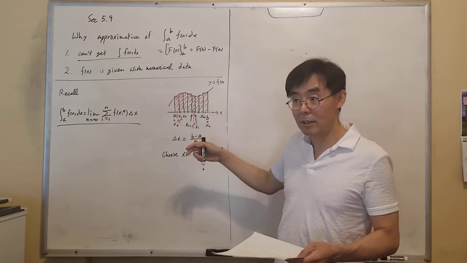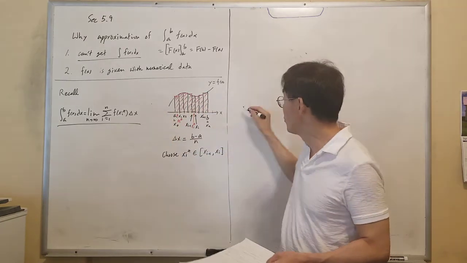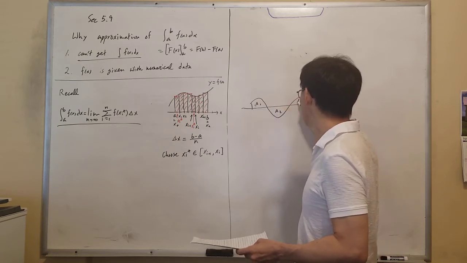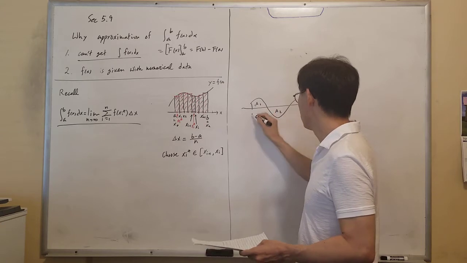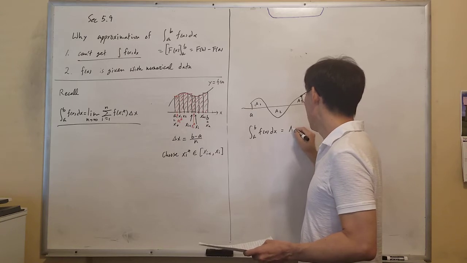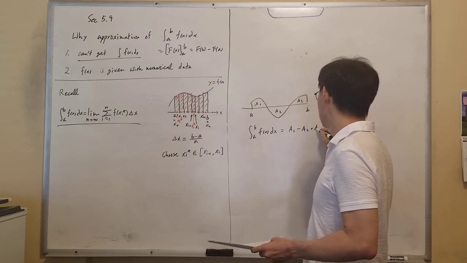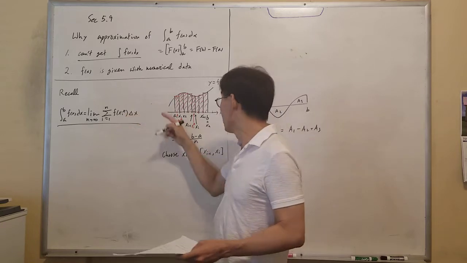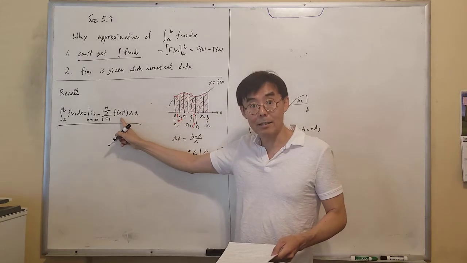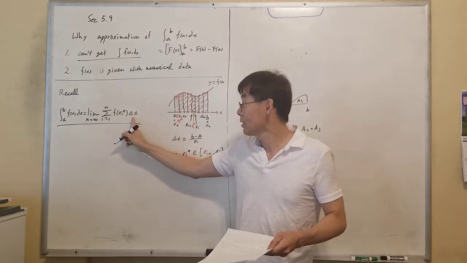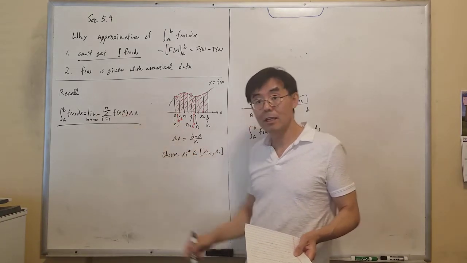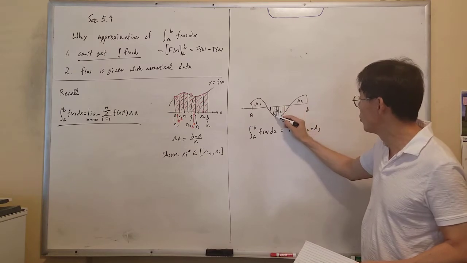A region above the x-axis will be added as an area, and a region below will be subtracted. If the areas are A1, A2, A3 from a to b, then the definite integral will be A1 minus A2 plus A3. Because in those regions, your function value is not the height, it's the negative of the height. Delta x is always a positive number, the base width. So the negative of this will be the negative of the area of each rectangle here.